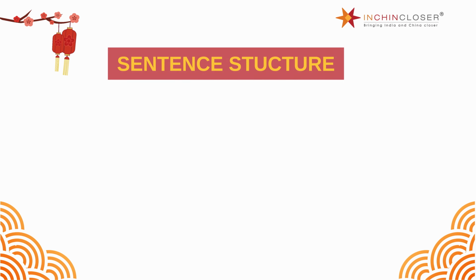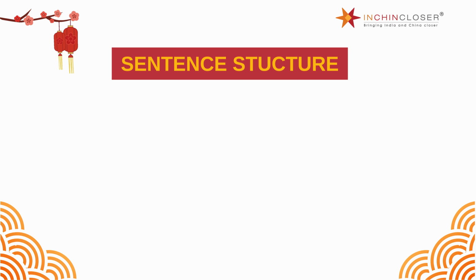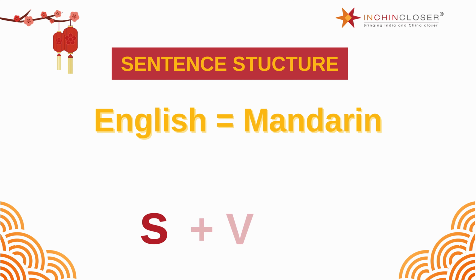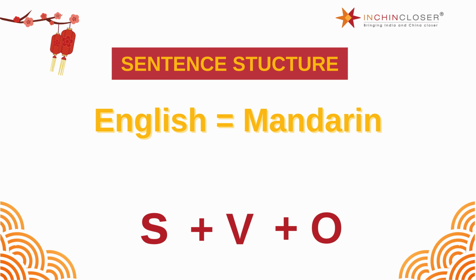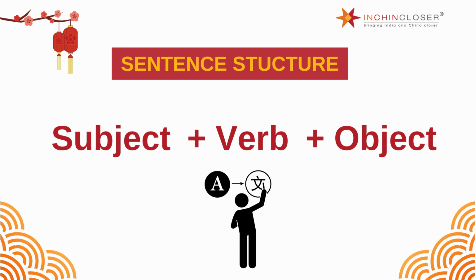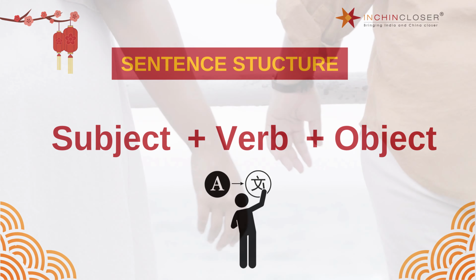The basic sentence structure in Chinese is the same as it is in English. Both languages use a subject, verb, and object formula for making simple sentences. This familiar pattern means that it's easy for you to construct sentences and start speaking in Mandarin quickly. So in a subject, verb, and object sentence, the subject, which is a person, animal, or thing, performs an action, the verb, and that action affects the object.